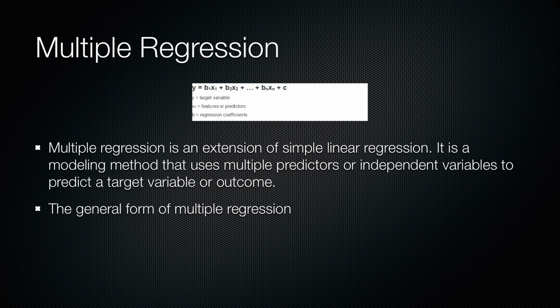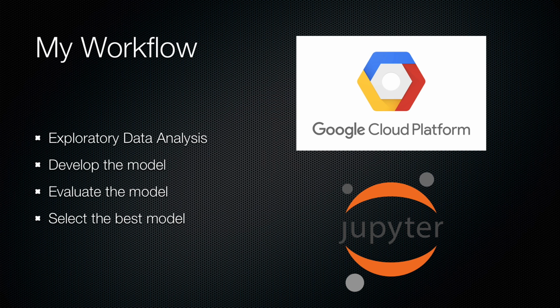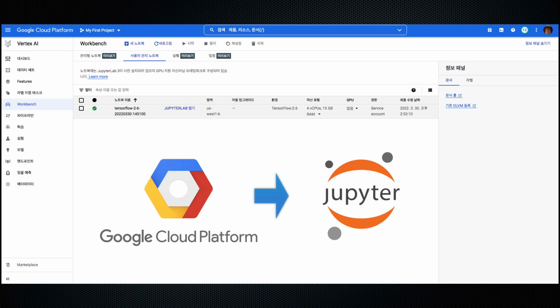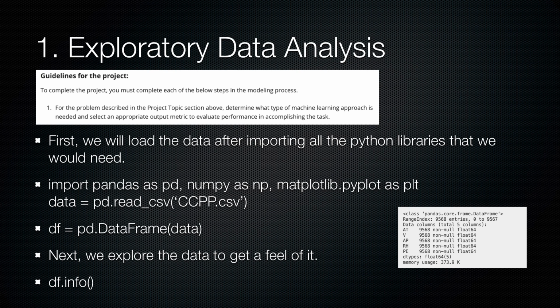Multiple regression is an extension of simple linear regression. It is a modeling method that uses multiple predictors or independent variables to predict a target variable or outcome. The general form of multiple regression: exploratory data analysis, develop the model, evaluate the model, select the best model. First, we will load the data after importing all the Python libraries that we would need.